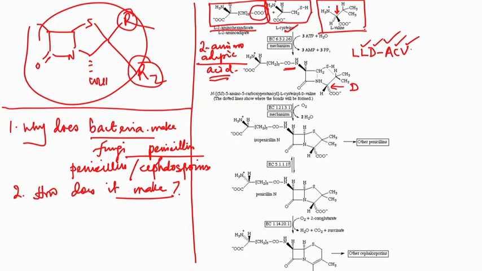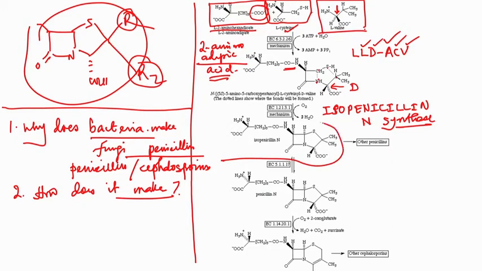So, LLD-ACV. Now, this LLD-ACV, once the peptide is formed, the tripeptide, now there is an enzyme which is called isopenicillin N synthase. Synthase means it does not require any ATP to make the molecule. Okay. What it does? It first forms this nitrogen carbon bond and it forms this sulfur carbon bond, and in one step you get this molecule.